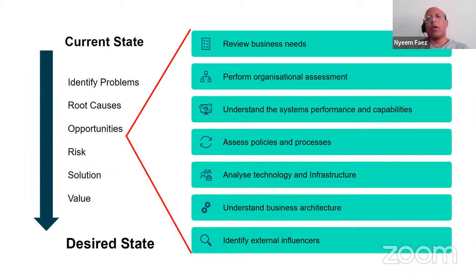And within that, we move into certain stages we need to look at for the current state. What are our problems? What are the root causes of those problems? What opportunities do we take out from that by solving them? What are the risks involved in solving those problems? And then what's the solution? What form does the solution take? Because whatever form the solution takes shows what value we have for it. And that takes us to our desired state, which is the solution and value involved.